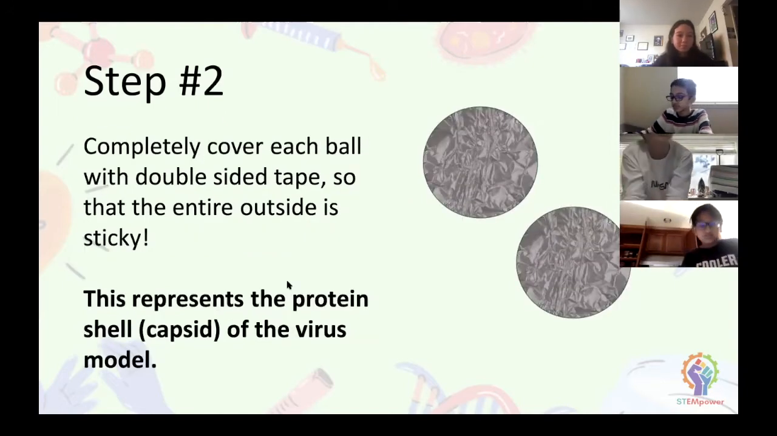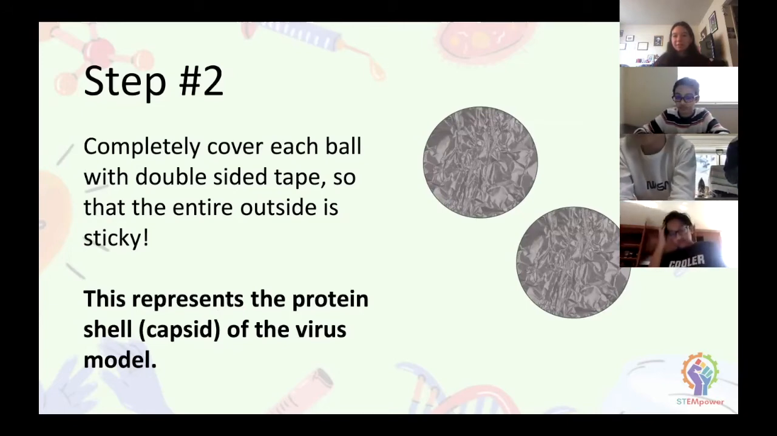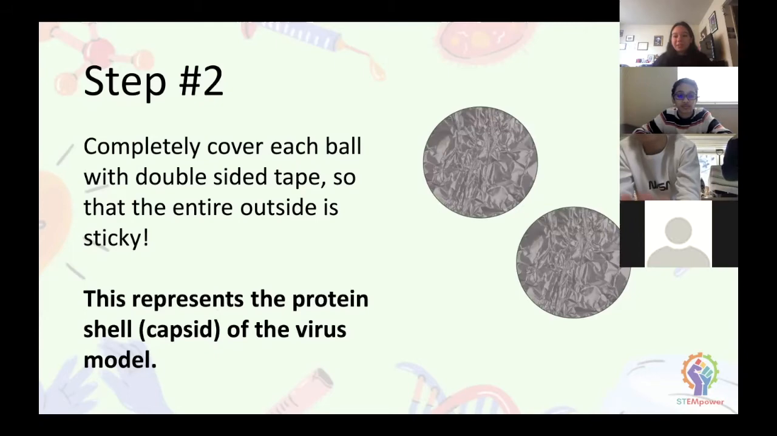So, step 2. Now we're going to cover each ball with double-sided tape, so that the entire outside is sticky. Does anybody want to take a guess, or it's also on the slide, what this is going to be? It's covering our genetic material, kind of like protecting it. Go ahead, Roshan. The protein capsid. Exactly. So this is going to be our capsid protecting our genetic material. Can we put it around both of them? Yeah. Both of them are going to have a capsid.